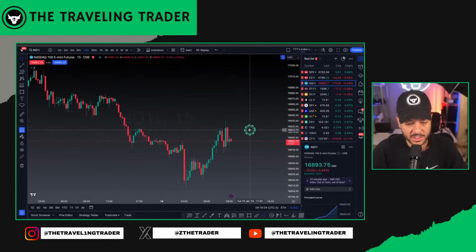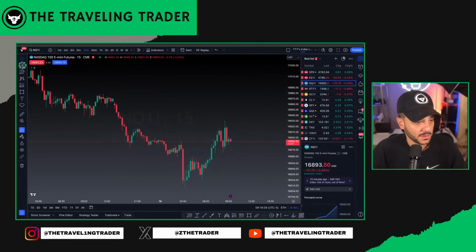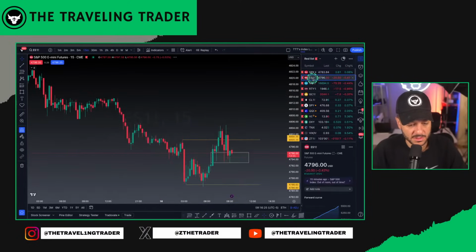Let's look at what NQ is doing to see if there's any clues. NQ very similar, but we did not take out London high. So there's London low. So there's divergence between NQ and ES. And that divergence actually looks like bullish divergence.